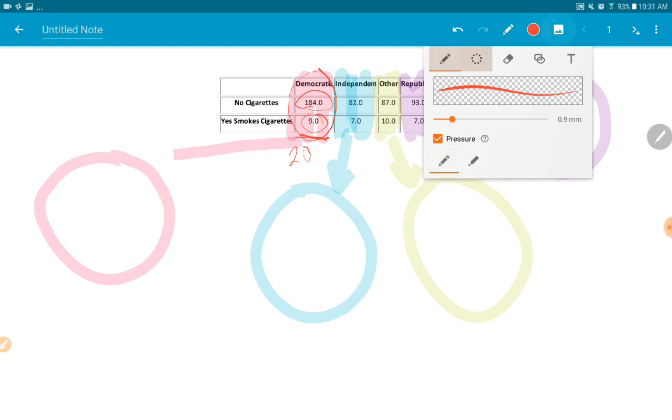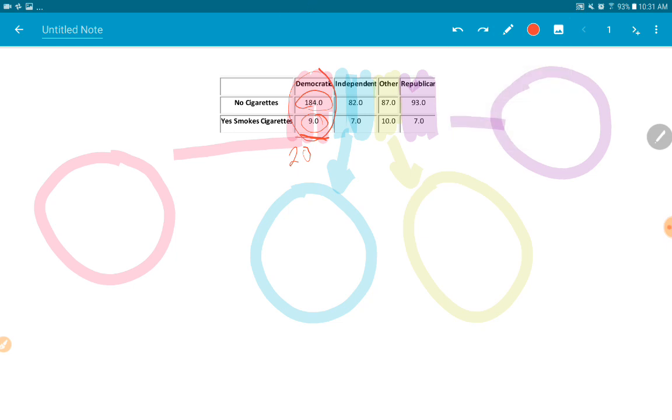So let's see, there's 193 Democrats. If 184 of them are no cigarettes, and 9 of them have yes to cigarettes. So here we have one slice, so there's 2 slices because there's 2 rows. So 4 columns means 4 pies, and each of those pies is going to have 1 slice for each of the rows.